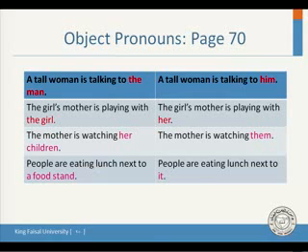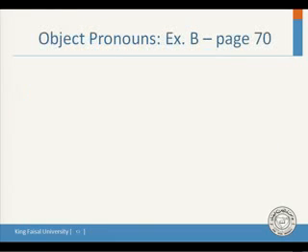Now look at these examples also about object pronouns. A tall woman is talking to the man. The man is object. A tall woman is talking to him. The girl's mother is playing with the girl. The girl's mother is playing with her. The mother is watching her children. The mother is watching them. And people are eating lunch next to a food stand. They are eating lunch next to it.